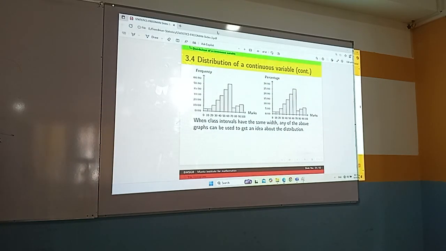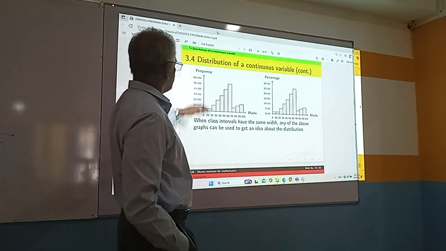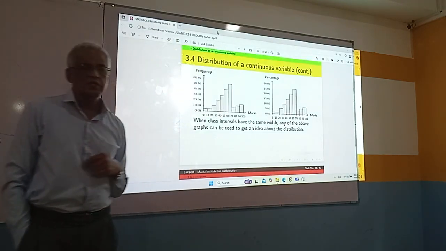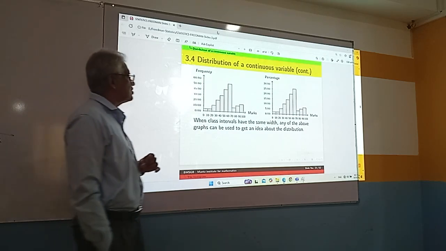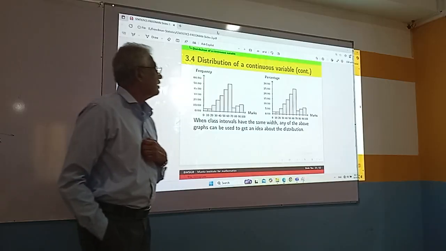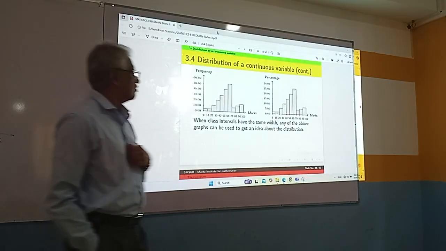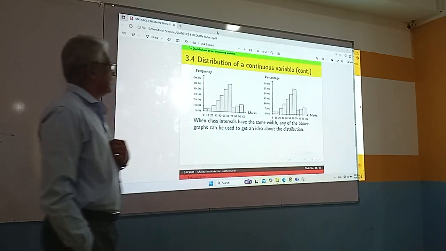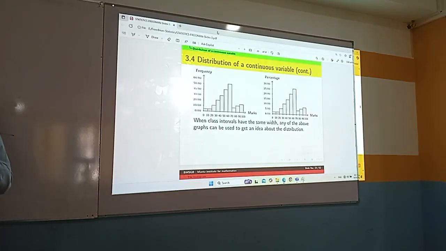I think many people will be drawing like this, right? If they are considering frequency, then they can show the frequency distribution. You can convert the same to percentages. Then the percentage distribution will be like this. Both look the same, shape is the same. Right?